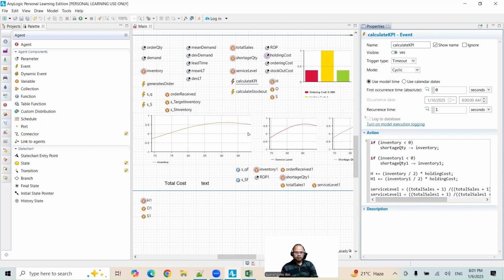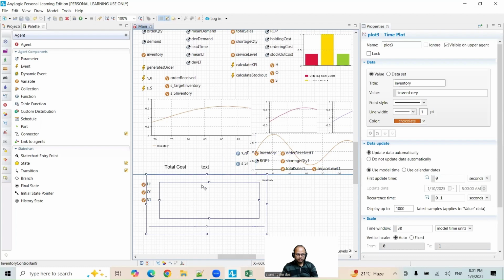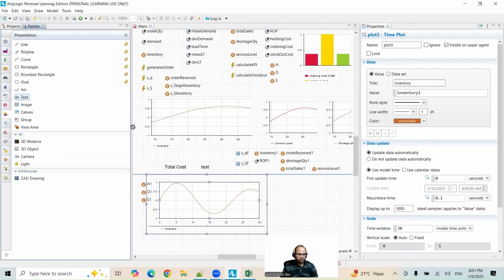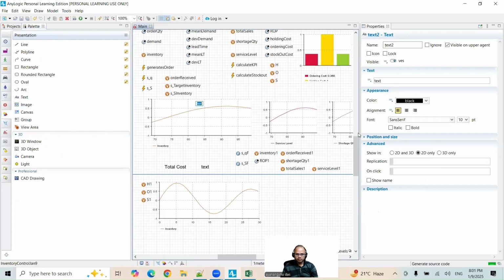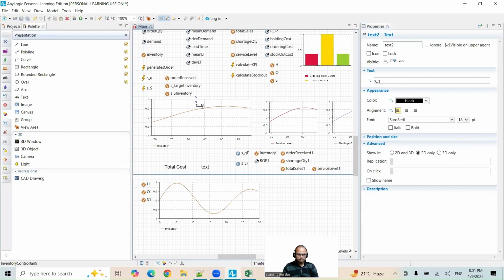Now we plot another similar time plot for SS policy. We'll see that we plot the time inventory 1. We'll name or label this as SQ and SS. So we'll label this one as SQ, and we'll label the lower one as SS policy.